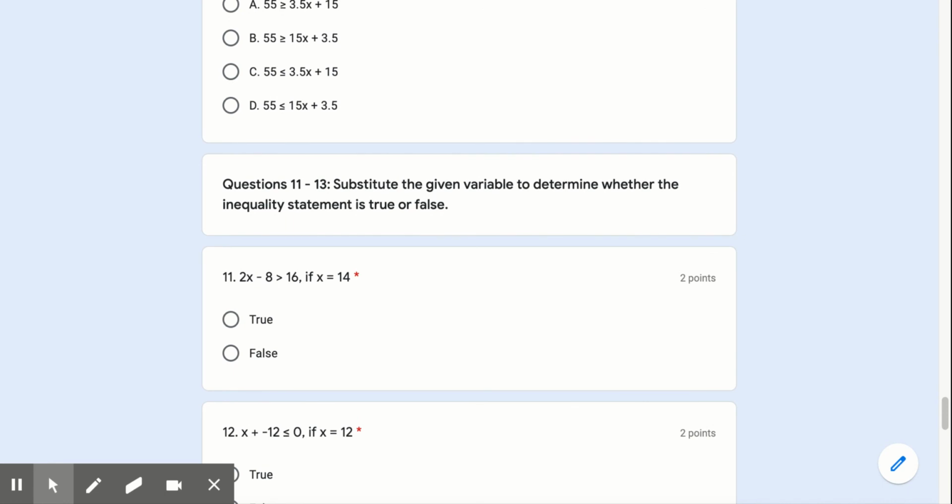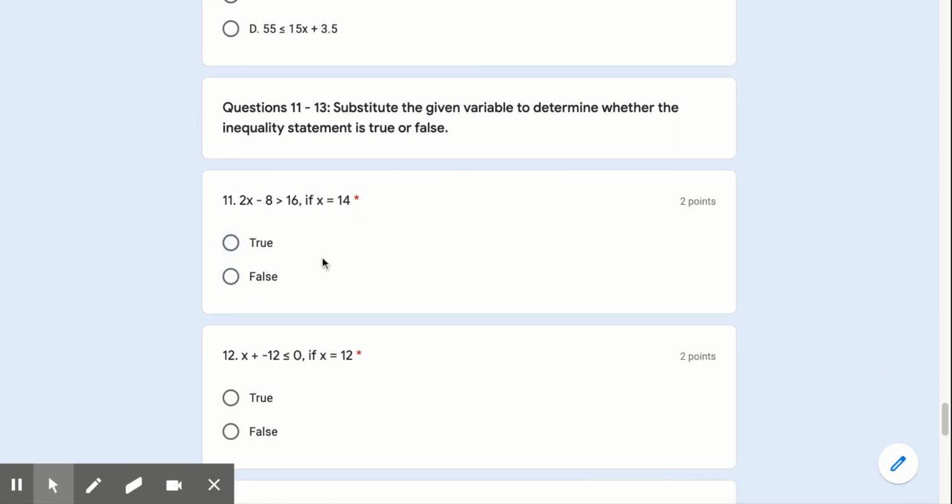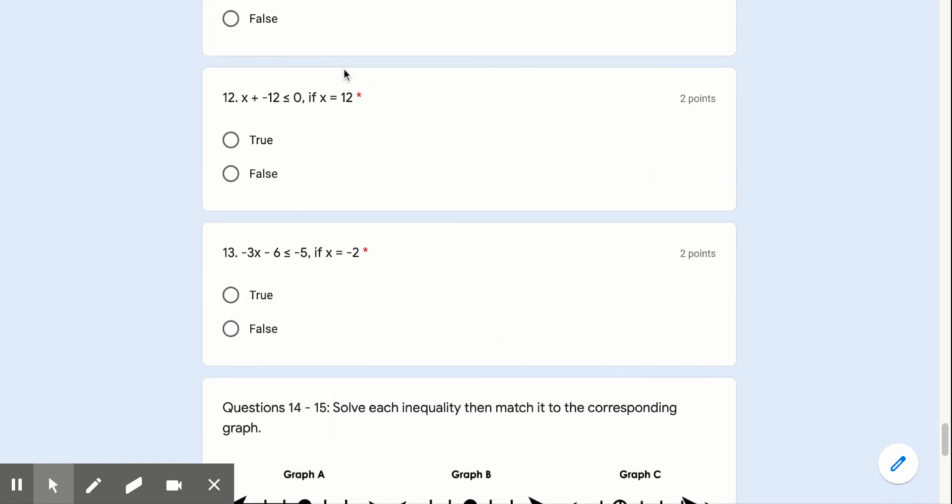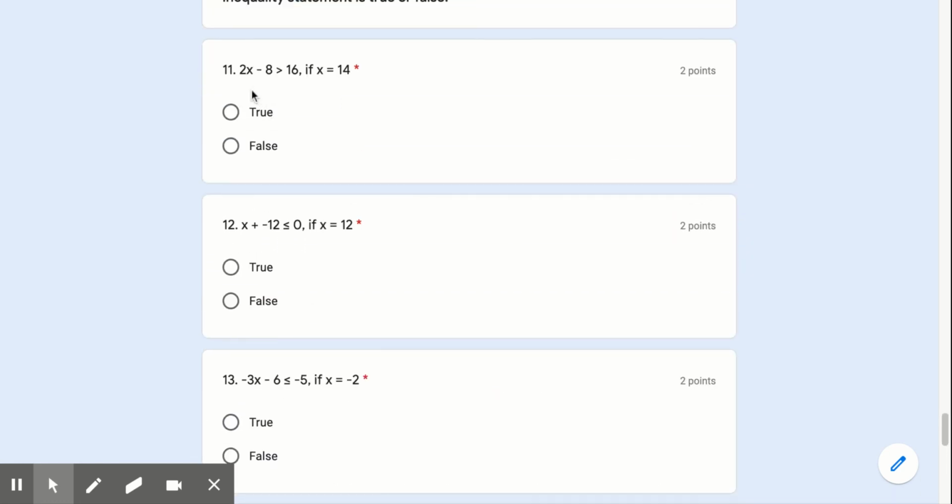For the next one, substitute the given variable to determine whether the inequality statement is true or false. So I'll kind of give you an example on the first one, and you have to do the next 2 on your own. So the first one says 2x minus 8 has to be greater than 16. You have to put in the 14. It says if x equals 14. So you have to actually put in the 14 and put that part in your calculator. 2 times 14 minus 8. And you have to see if that is greater than 16. If it's true, you're going to put true. If it's false, you click false.